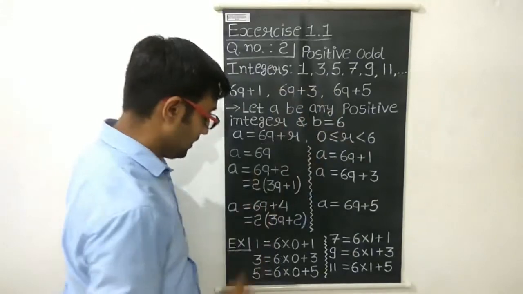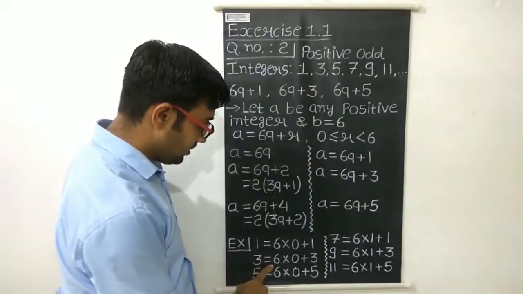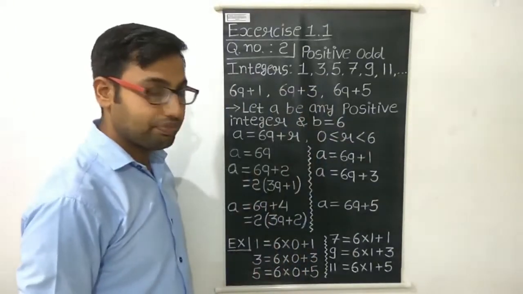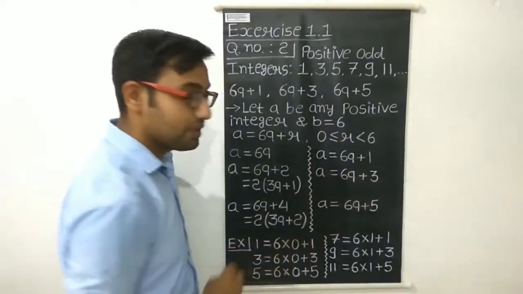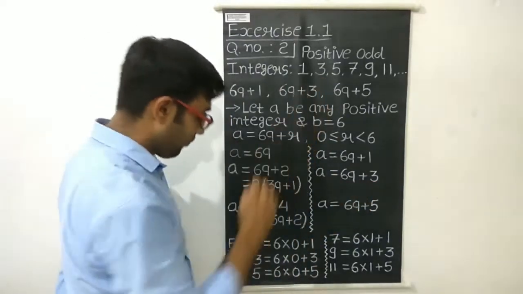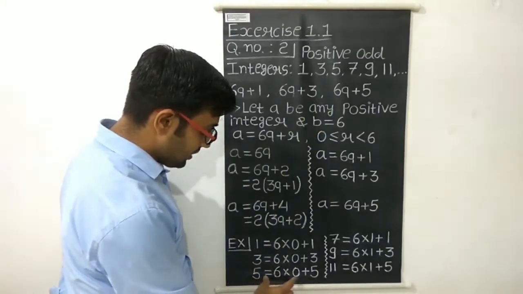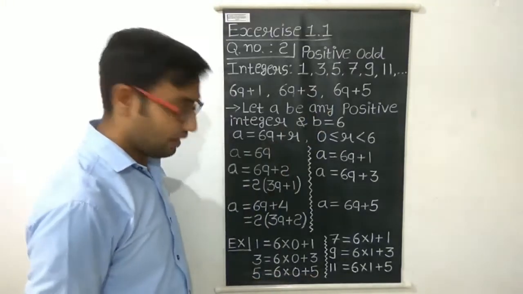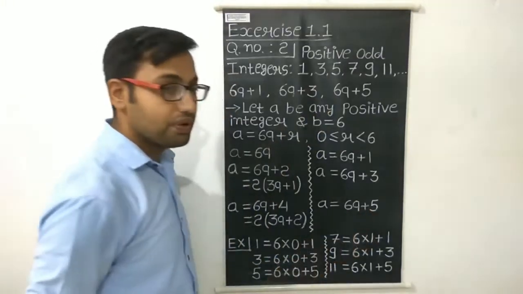Now we represent 3. We can represent 3 as 6 into 0 plus 3. Again this is in the form of 6q plus 3. Now we will represent 5. How can we represent 5? 6 into 0 plus 5. So this is in the form of 6q plus 5.